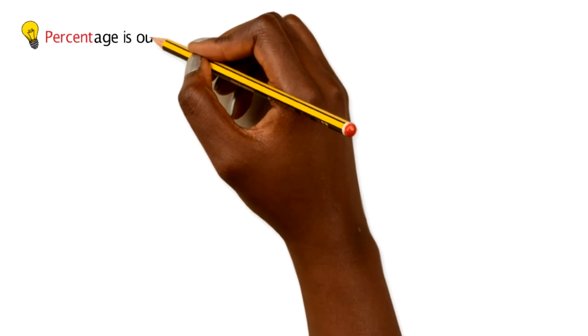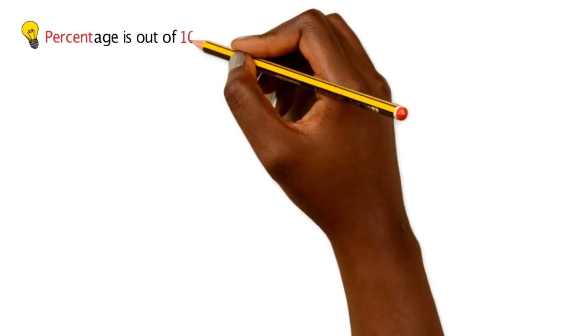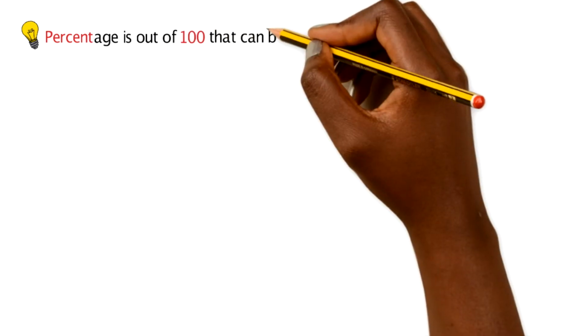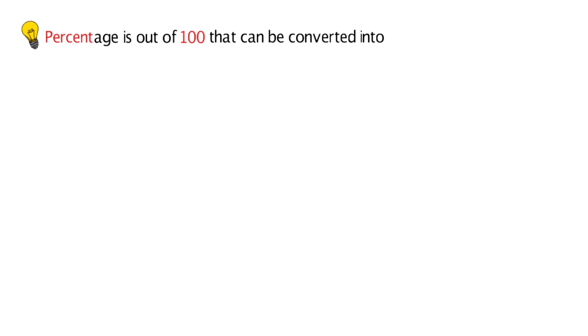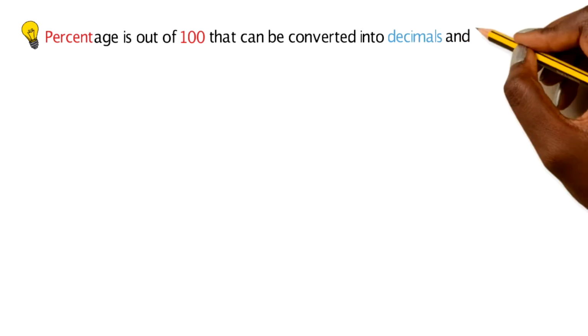So firstly, when it comes to the word percentage, the only reason why I've highlighted percent is because it's out of 100, and we know that a cent is equal to 100. So with percentages, they can be converted into decimals and fractions.